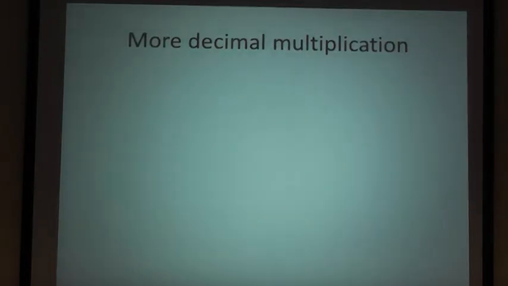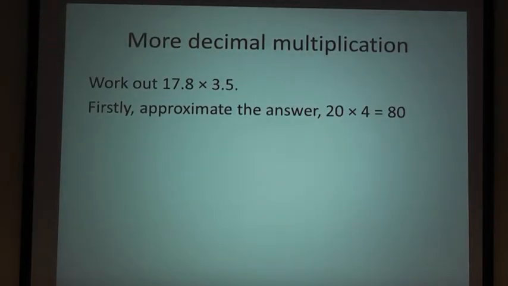If we look at some decimal multiplication now, those are all whole numbers so far, but what if we threw some decimals in? And to be honest, we will be throwing some decimals in, so you will need to know how to do this in your head without a calculator. So if we said do 17.8 by 3.5, this will be one part of a calculation that you'll have to do. The first thing you should do is get an idea of approximately what size your answer is going to be.